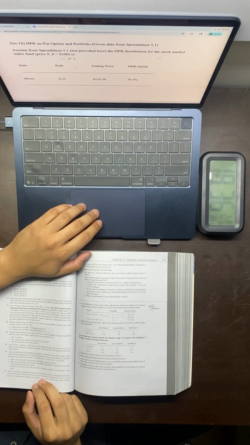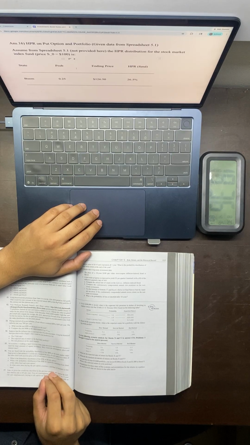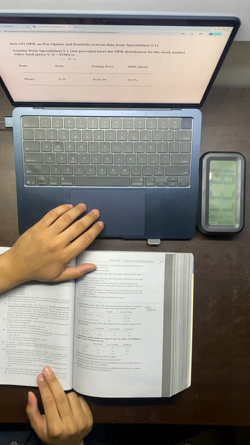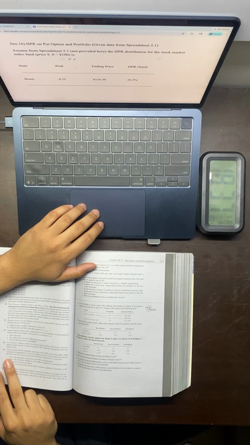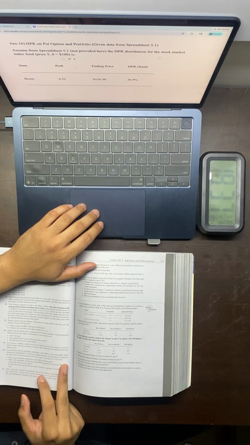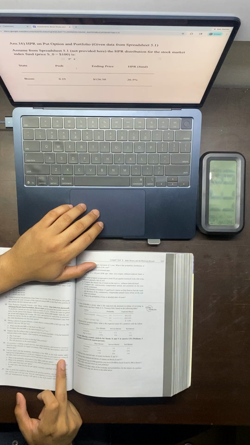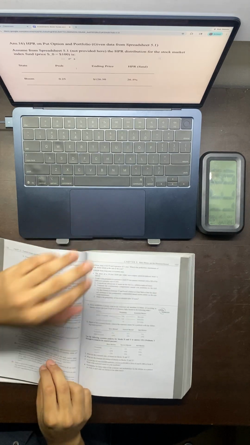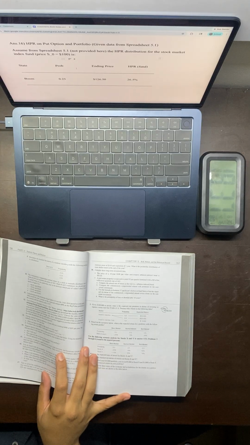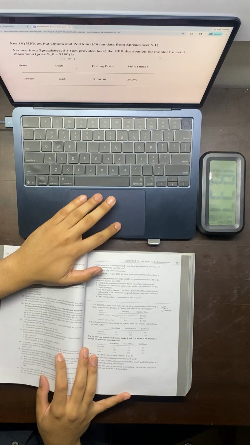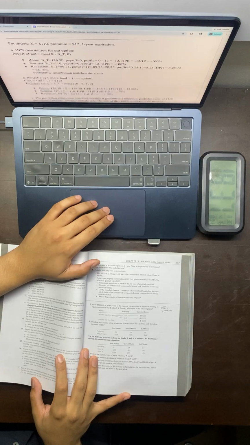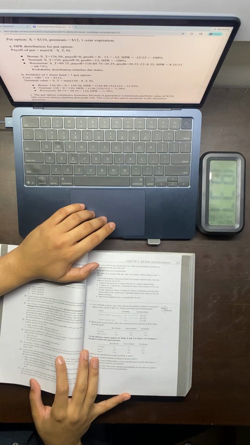You are faced with the probability distribution of the HPR on the stock market index fund given in spreadsheet 5.1 of the text. Suppose the price of a put option on the share of the index fund with exercise price of $110 and a time to expiration of 1 year is $12. What is the probability distribution of the HPR on the put option? There are some more calculations here, so let's leave that, since there's really no point in reading that out loud.